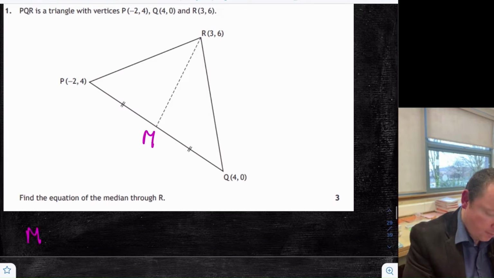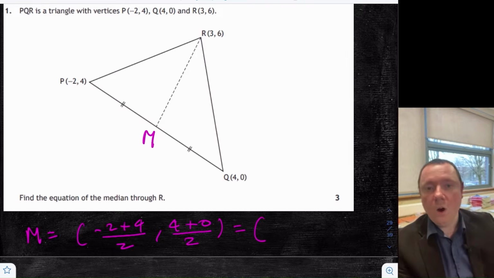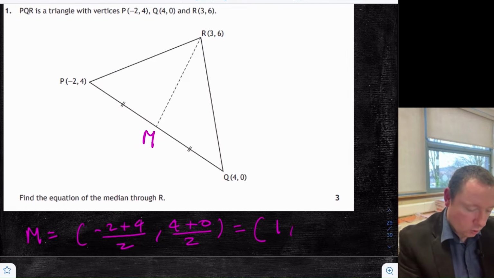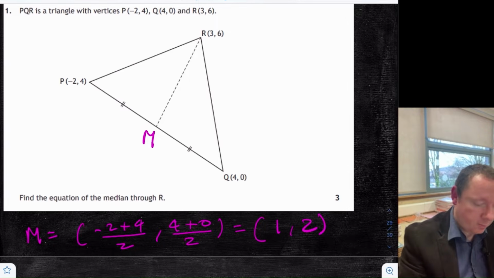To work out M, we can do (-2 plus 4) divided by 2, and (4 plus 0) divided by 2. That gives a 4 take away 2 is 2, divided by 2 is 1, and 4 divided by 2 is 2. So we've got our midpoint, so we can now do the gradient between M and R, because it's not perpendicular, and then use y minus b equals m(x minus a).